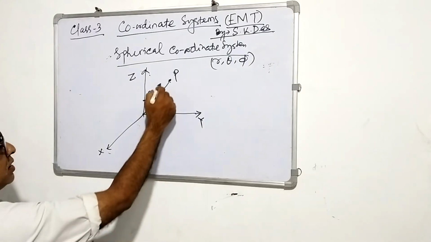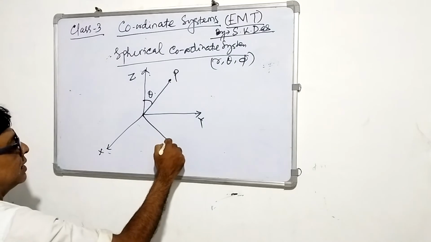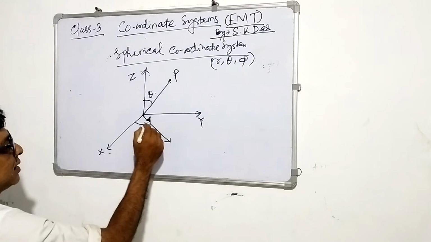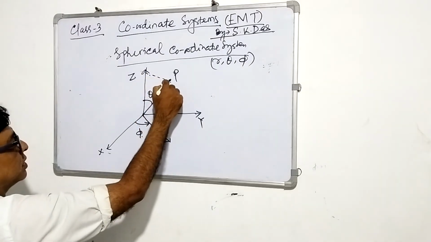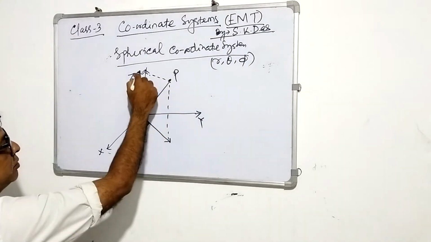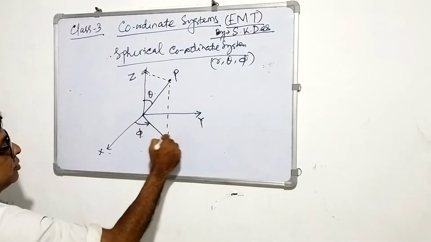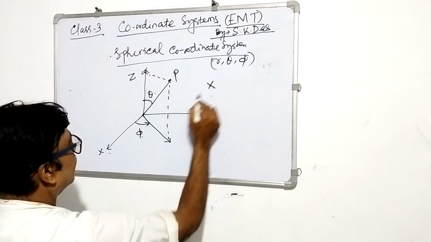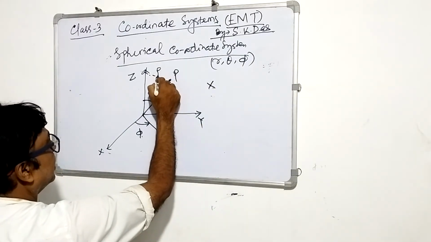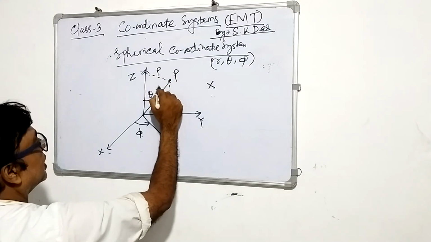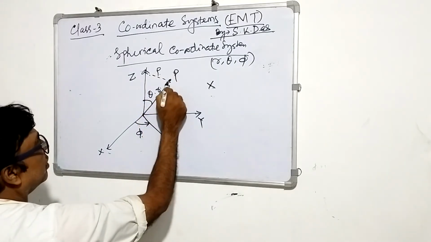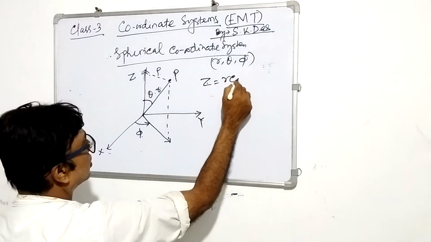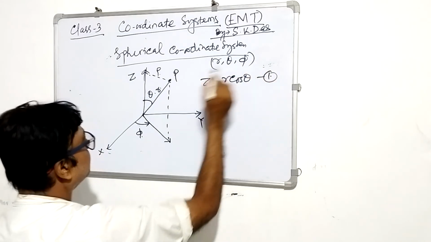Suppose the point is here. Now, as you know from the cylindrical coordinate system, this angle is phi. Now you just complete this: you join this one, and you join this one. Now, what will be the transformation? You know that this one is rho, and this one is r. So the z component will be z equals r cos theta. So this is the first equation.